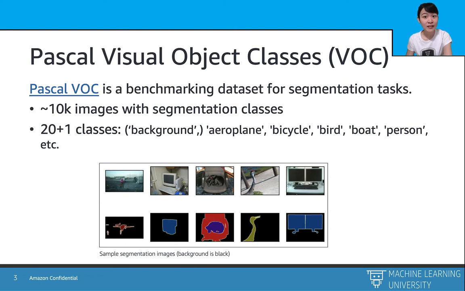For benchmarking datasets for the semantic segmentation task, we will introduce two of the most famous ones. The first is the Pascal Visual Object Classes dataset, or Pascal VOC. It contains around 10,000 images with 20 semantic classes, or 20 plus 1 if we add the background in. The semantic classes include bicycle, bird, boat, bottle, bus, car, cat, person, etc.